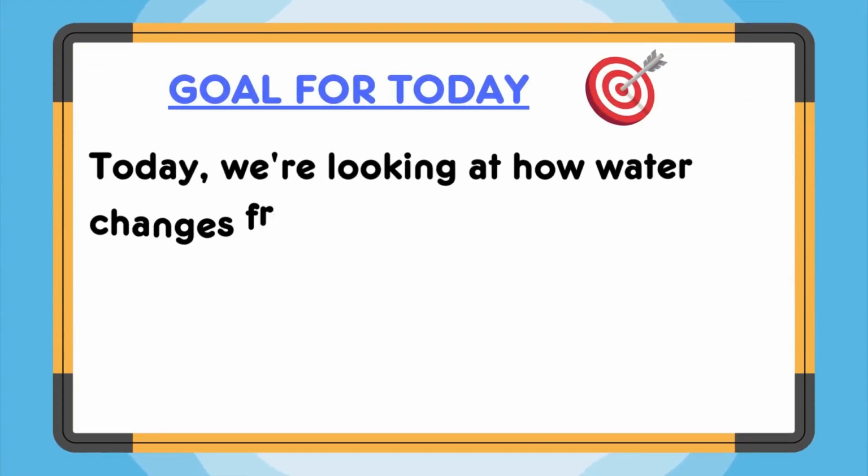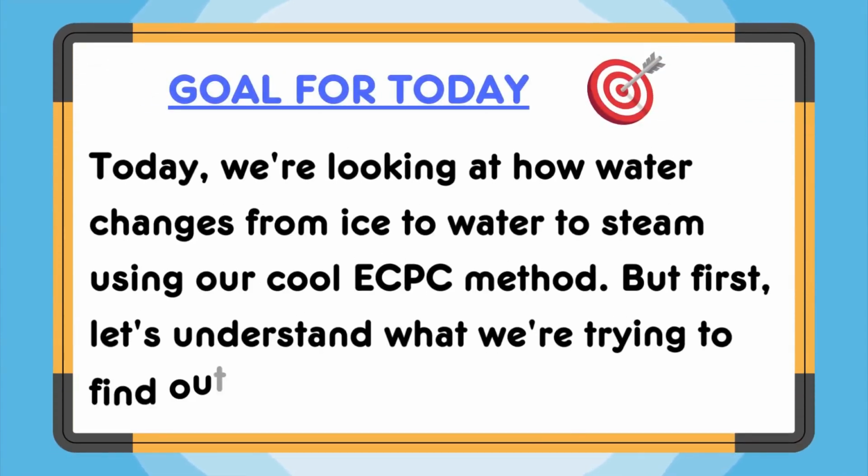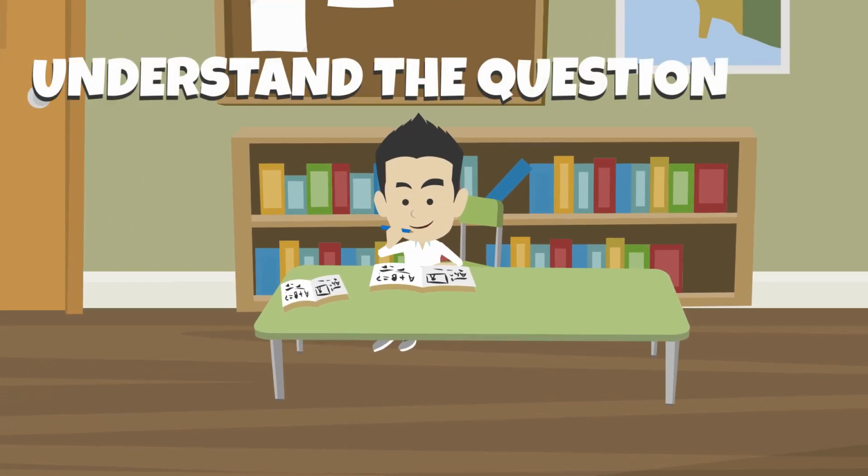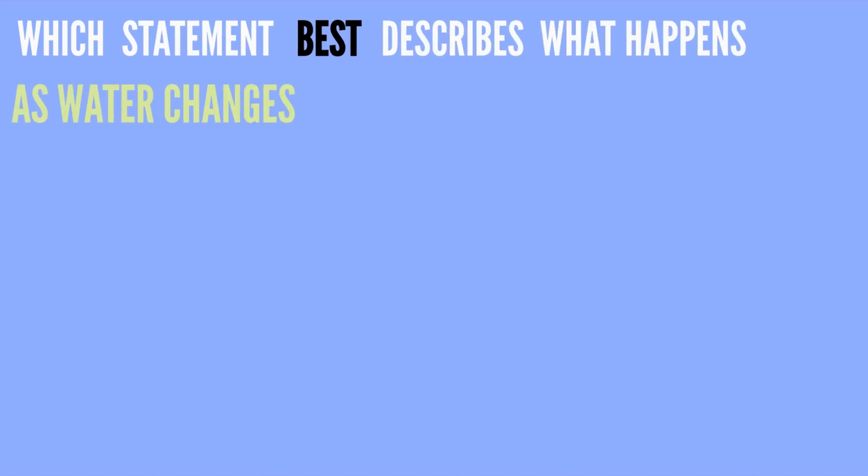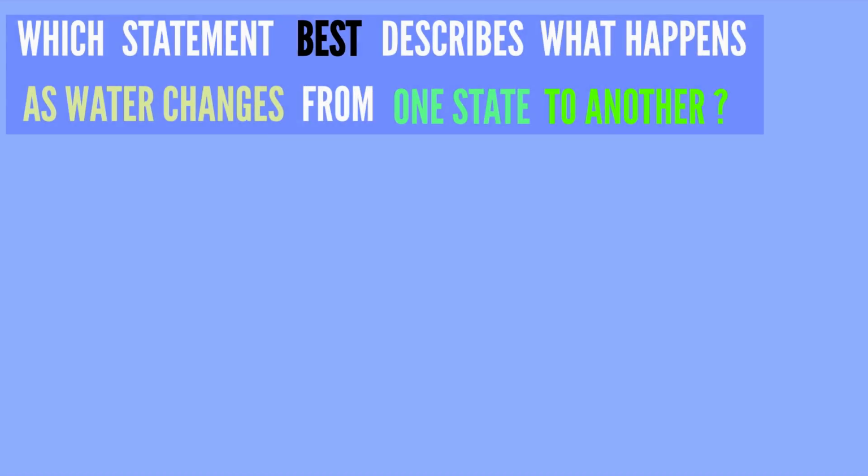Today, we're looking at how water changes from ice to water to steam using our cool ECPC method. But first, let's understand what we're trying to find out. We first need to understand the question. Our big question today is, which statement best describes what happens as water changes from one state to another?